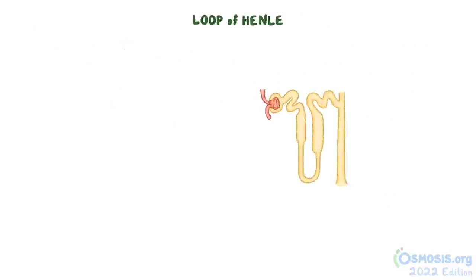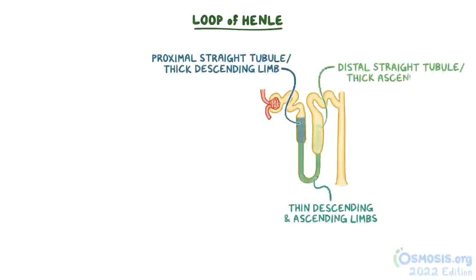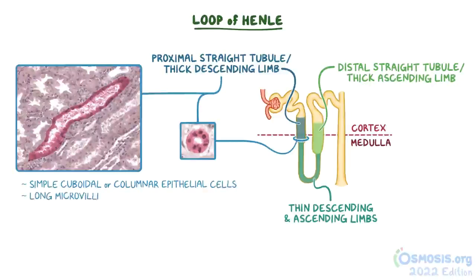Next is the loop of Henle, which can be split into three parts: the proximal straight tubule, or thick descending limb, the thin descending and ascending limbs, and the distal straight tubule, or thick ascending limb. The thick descending limb starts in the renal cortex and moves down into the renal medulla, which is from where this cross-section and longitudinal section of the tubule were taken. The cells of this portion of the loop of Henle have very similar morphology to the previous section of the nephron, with simple cuboidal or columnar epithelial cells that have long microvilli, and a dark pink or eosinophilic cytoplasm.